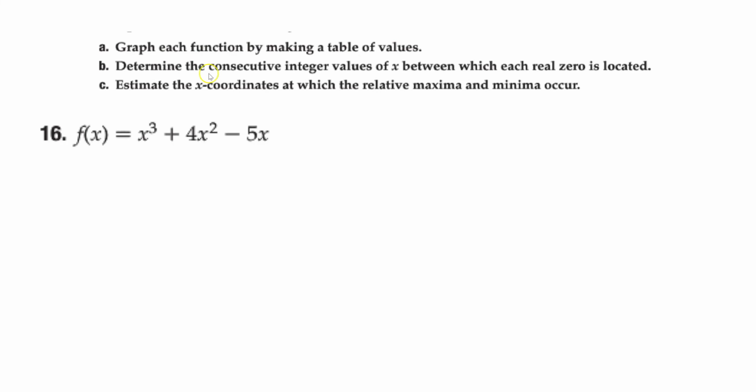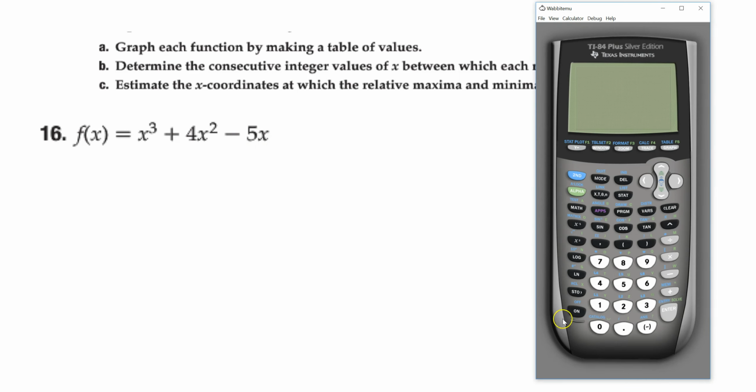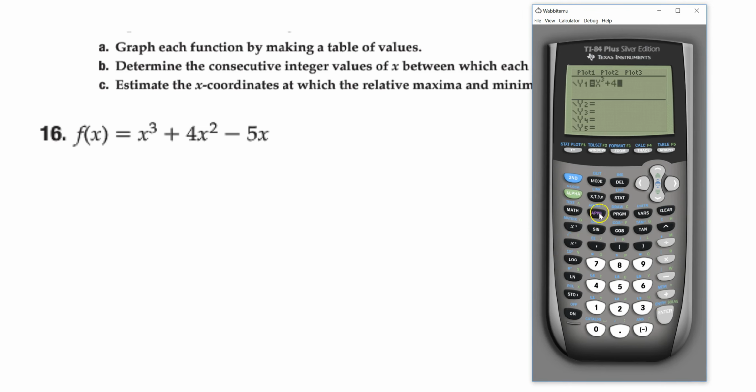Graph a function with table values, determine the consecutive integers, estimate the coordinates of the relative max and min. So again, let's look at one of these. I'm not gonna make you do table values. That's just pointless. I'll let you use a calculator and we just type it in and graph it. We do essentially the same thing we did at the beginning of this lesson. So x cubed plus 4x squared minus 5x. Just like that. Hit graph. Your graph looks like that.